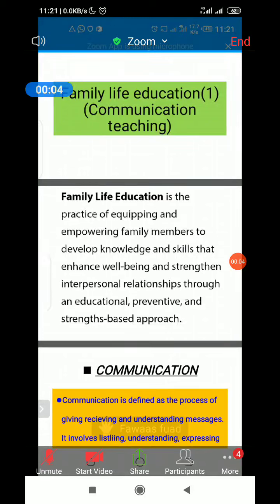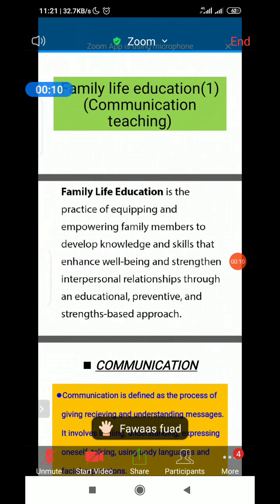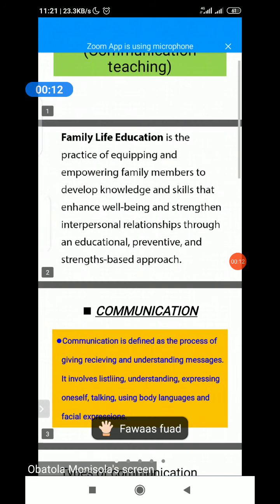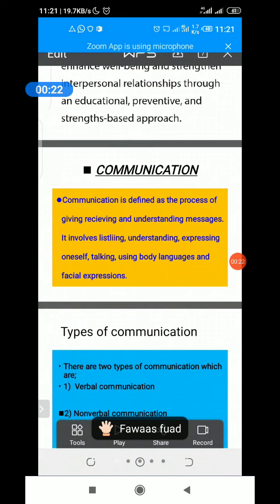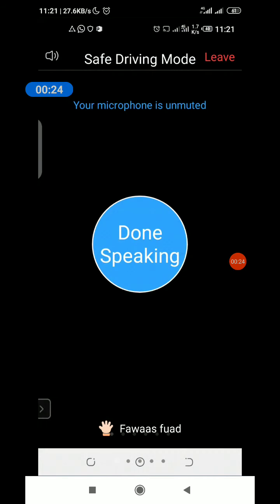Today we are going to be having the family application, under which the communication teaching falls. Firstly, what is communication? When you say communication, what does it mean? When you hear communication, what does it mean to communicate? Have I ever communicated before?